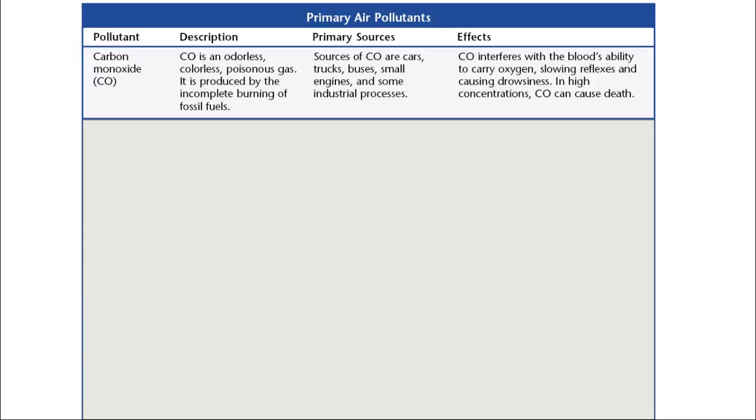But the reason why it's poisonous is because your red blood cells have more of an affinity for carbon monoxide than they do for oxygen, even though their job is to carry oxygen. If they have the option of carrying carbon monoxide, they'll do that instead. And your brain does not use carbon monoxide; it uses oxygen, so you won't have any oxygen to your brain.